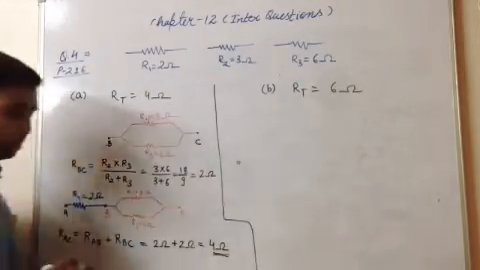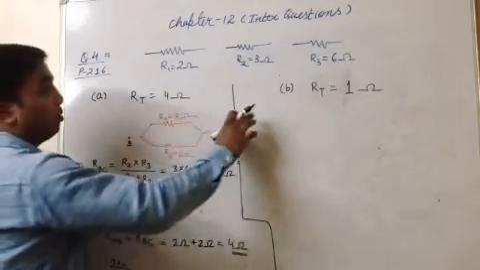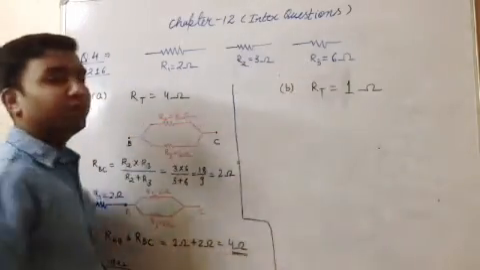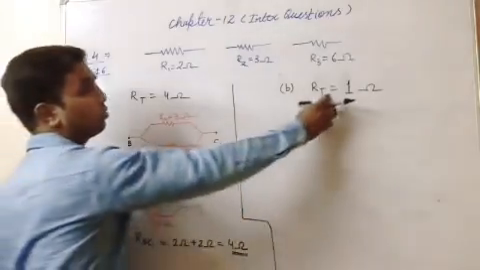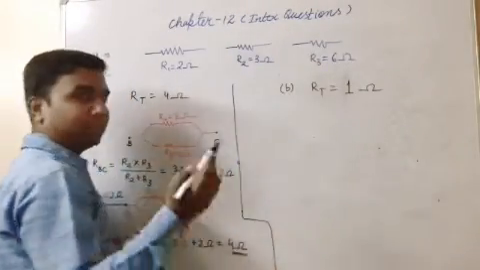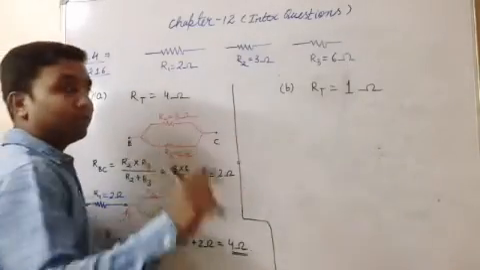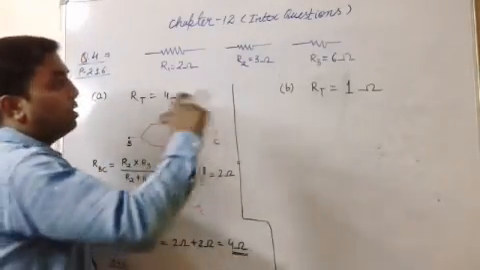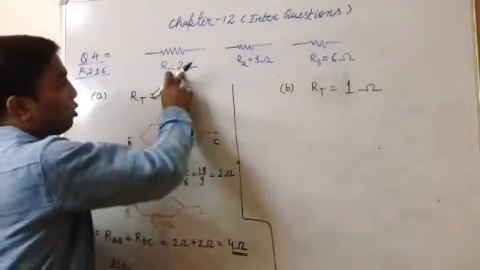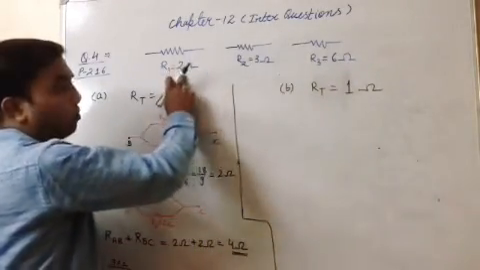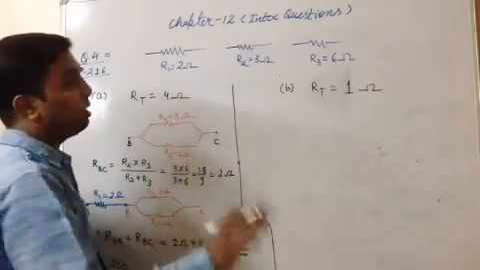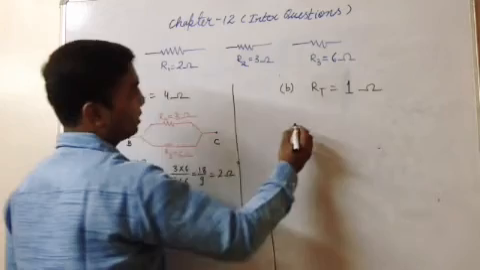Now we will do the second part. Now in part B, what is asked? Connect these resistors in such a way that you get equivalent resistance equal to 1 ohm. So we know if we connect these resistances in parallel, then the value of the equivalent resistance would be less than the smallest value. The smallest value among all 3 resistors is 2 ohm. So if we connect them in parallel, then the value is going to be less than 2 ohm. So let's check once.